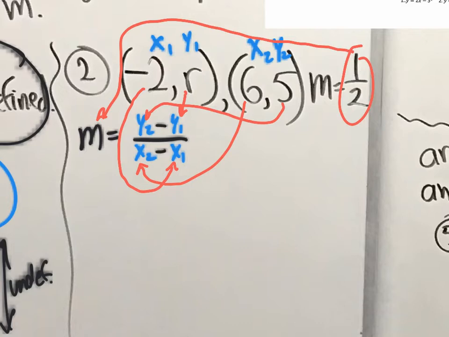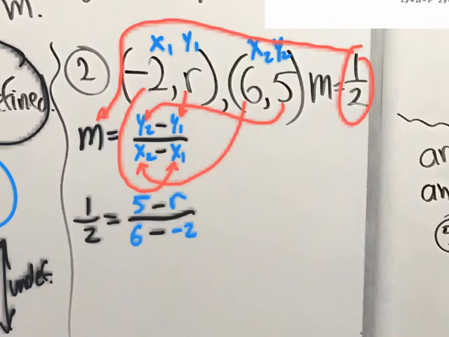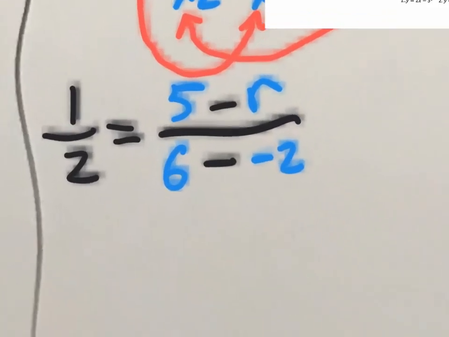So I'm going to write my new equation. Instead of m, I'm going to write 1/2 because they give us that the slope is 1/2. And we're going to plug in the y2 values, the y1 values, and all that other stuff. I always, when I plug in, put the division and the subtractions first. And now let's plug in our y2 value, which is 5, our y1 value, which is r, our x2 value, which is 6, and our x1 value, which is -2. And now we have an equation that we could actually solve.